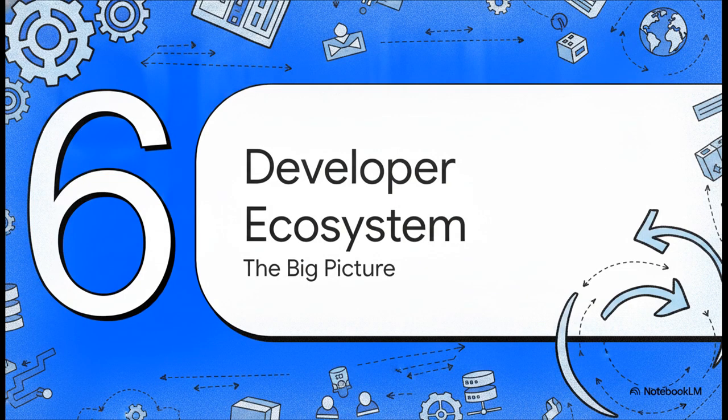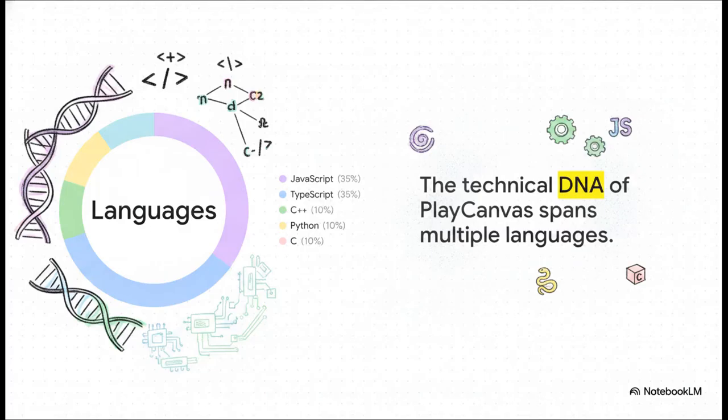Section 6. Developer Ecosystem, the Big Picture. And this brilliantly illustrates the technical DNA of PlayCanvas as a whole. Looking across their top repositories, you'll see a perfectly balanced split between JavaScript and TypeScript, each making up about 35% of their core codebases. But they also heavily leverage lower-level languages where raw performance matters the most. You've got C++, Python, and C, each making up about 10%. It's a highly sophisticated, polyglot ecosystem tailored exactly for the demands of high-performance web graphics.